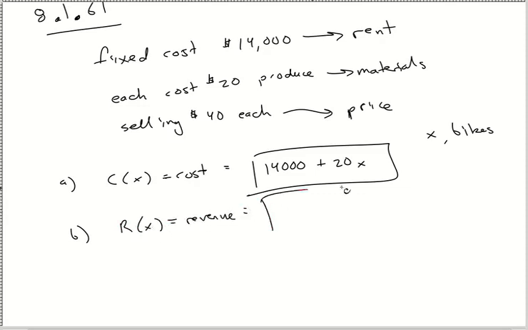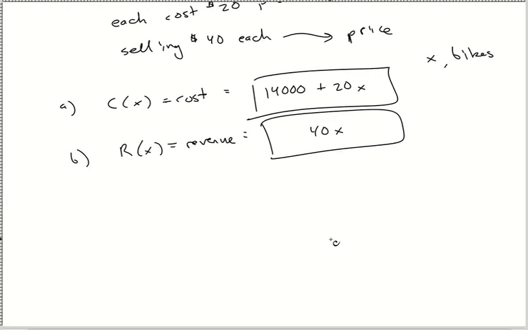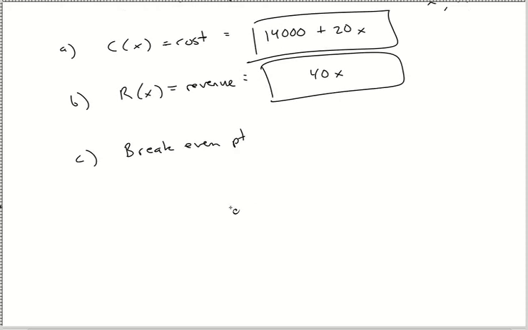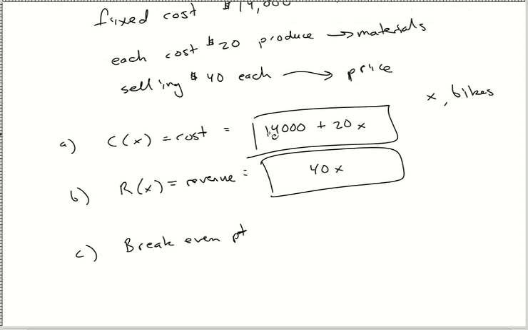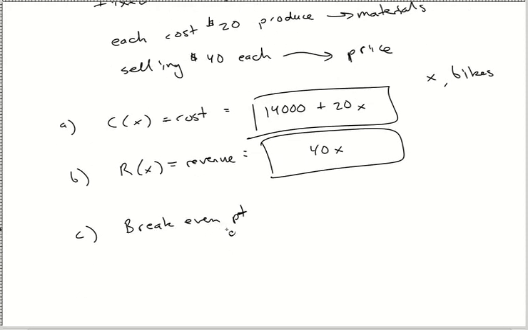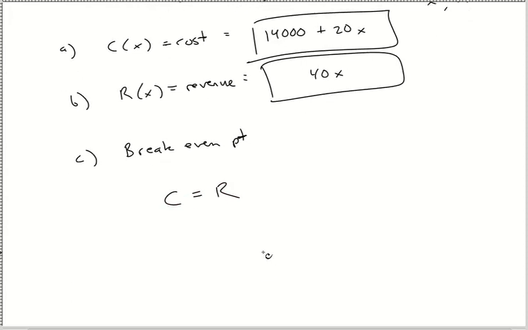Revenue is like money that you make, comes in. And so we got $40 for each bike sold. And then they're going to want to talk about this break-even point, which is actually pretty cool. What they're saying is, how many bikes do you need to produce to be able to start making a profit? And so that means that your cost is equal to your revenue. That's the main idea here.